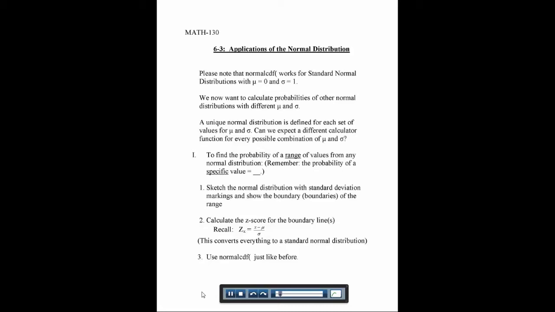A unique normal distribution is defined for each set of a mean and a standard deviation. But our calculator is not going to have a different function for each; it would have to have infinitely many buttons, which would be absurd. But we can actually use the normal CDF. So we want to find the probability of a range of values. Remember, if it's a specific value, like the probability that x is exactly 5, it's always probability 0. So the first thing we're going to do is sketch our boundaries on a normal distribution.